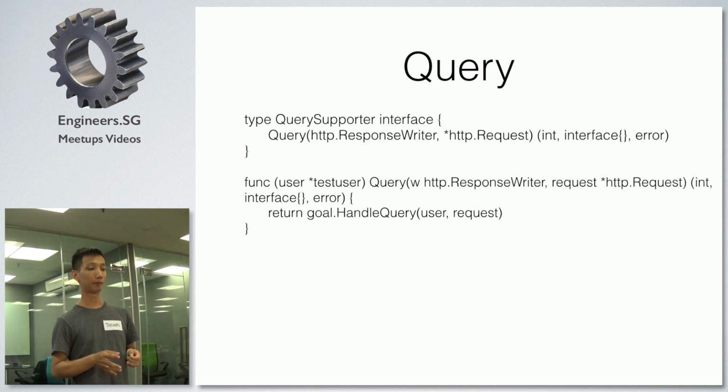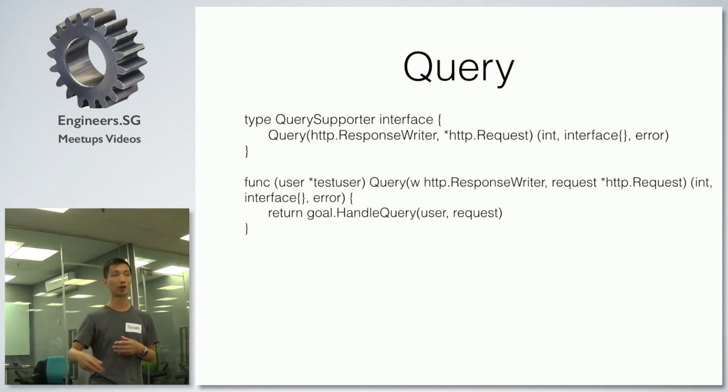Similarly, we can define a lot of other custom interfaces. Like if we want to support query, we can also define a query supporter. And the usage is also quite simple: we define functions for the struct that handle the query.